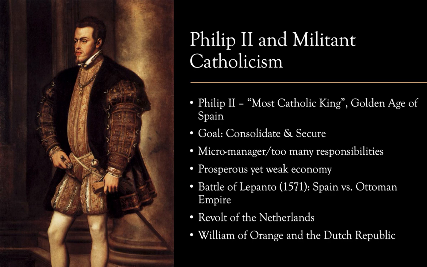Now, another major conflict that Philip had to deal with was the revolt of the Netherlands. All right, so the Netherlands were actually controlled by the Spanish at this time. And the people of the Netherlands did not like being ruled by a foreign power. They did not like being ruled by the Spanish. And also, the Reformation had been very successful in the Netherlands. Most of the people who lived in the Netherlands, who we would call Dutch, had converted to Calvinism.